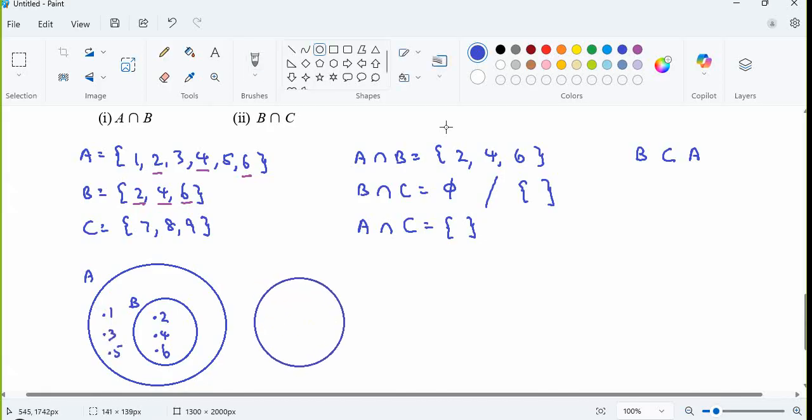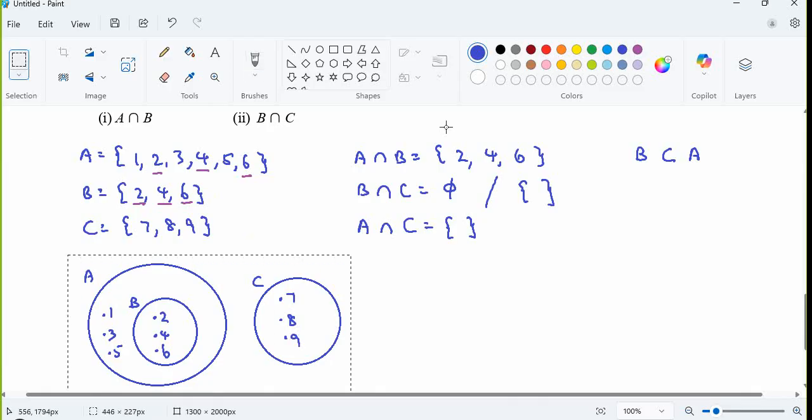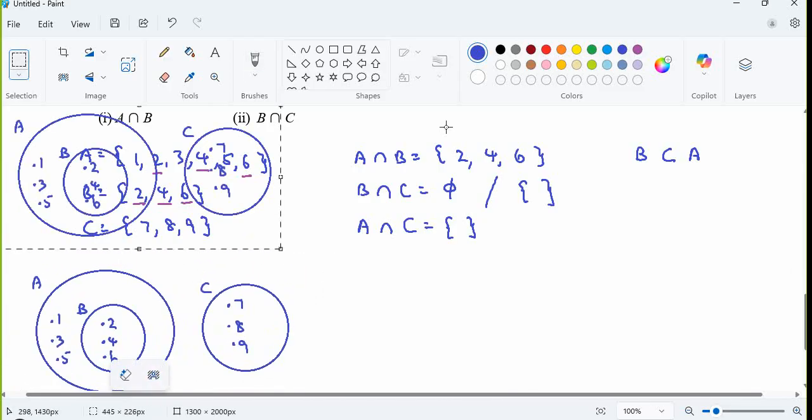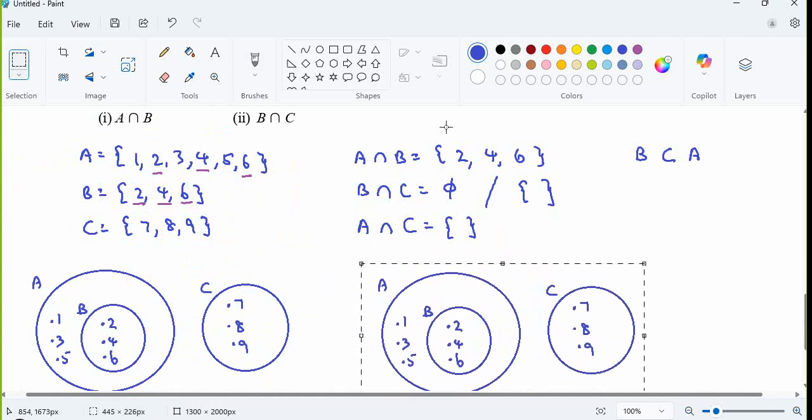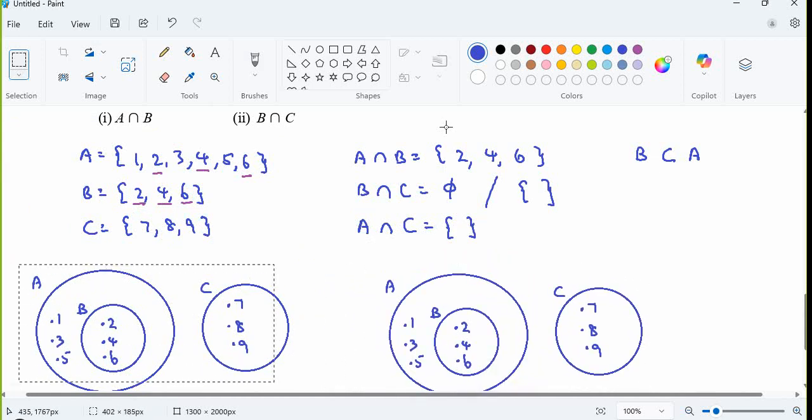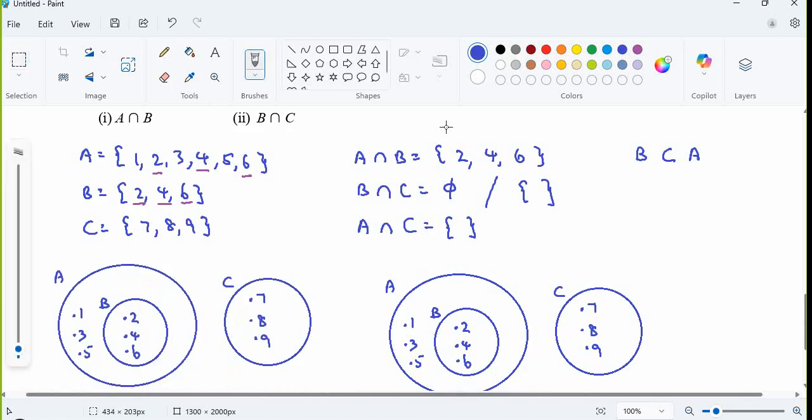And then we have a set C here. Set C has 7, 8 and 9. Over here they want A intersect B, which is here. And then B intersect C, which is the null set, so we cannot shade anything.